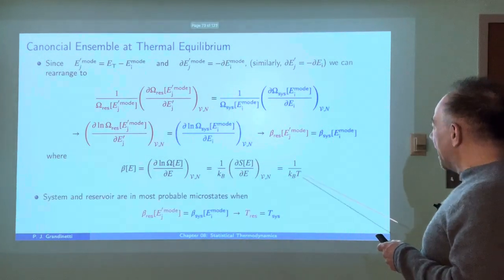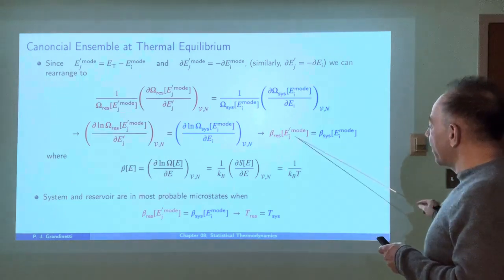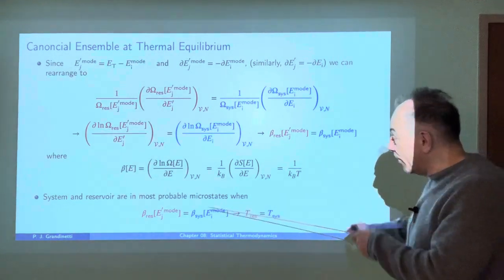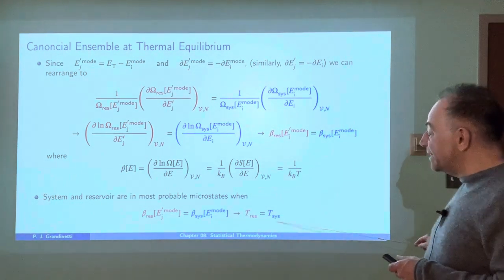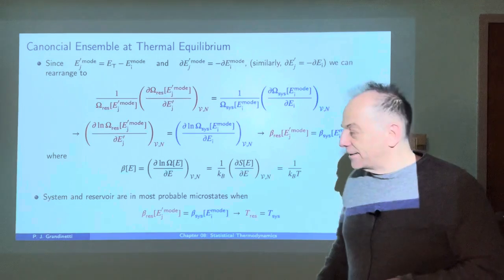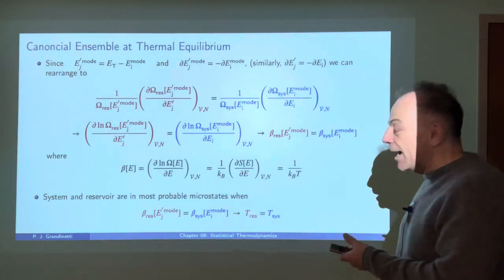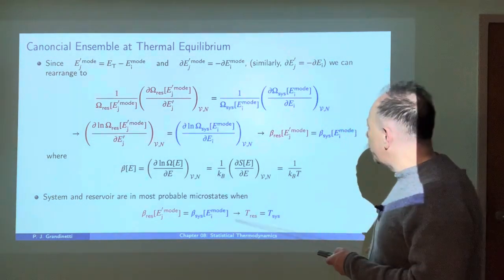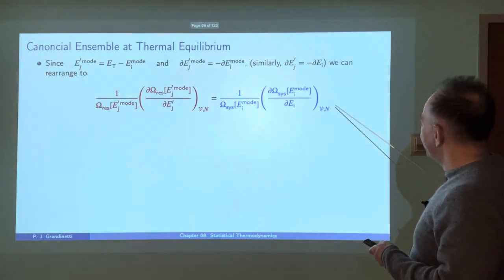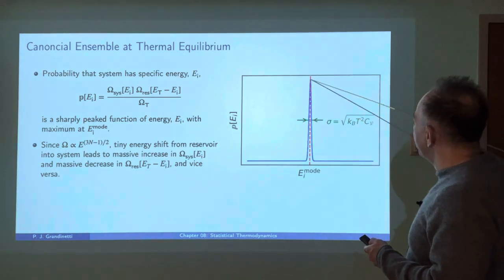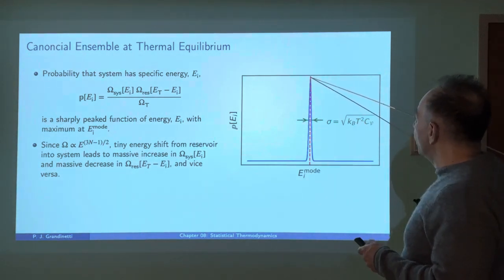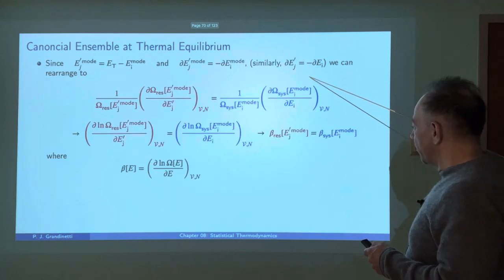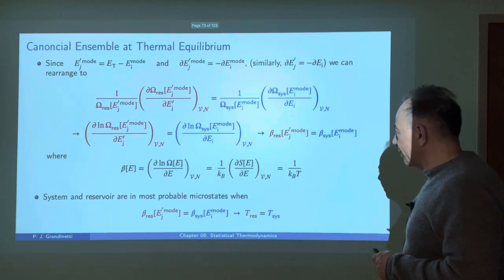So this result implies that when we are in the most probable microstates, the temperature of the reservoir is equal to the temperature of the system. Okay, so we see that we come to thermal equilibrium when we reach this maximum in the probability. We are at thermal equilibrium. And that's what we see in this derivation.